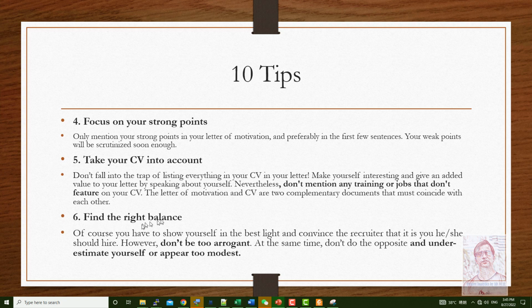Find the right balance, like do not be too arrogant, do not say that I know everything and things like that, and also do not underestimate yourself or appear too modest. So find the right balance, do not be too arrogant and do not be too modest. Okay.